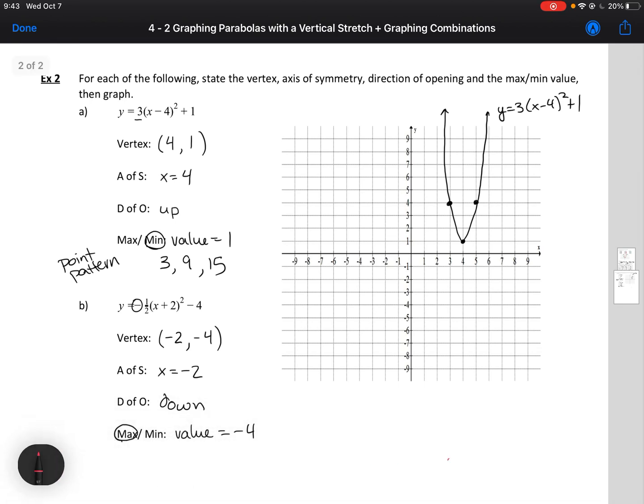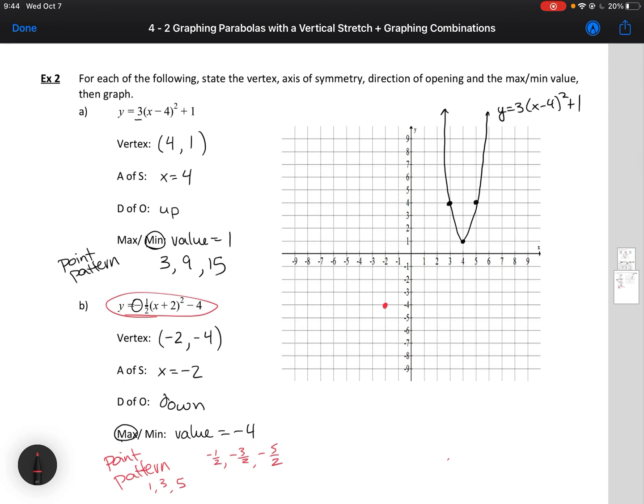So now I can plot that one. I'll do it in red so it looks different on the graph. So I've got my vertex is minus 2, minus 4. And then to plot it quickly, I can use my point pattern. So instead of going 1, 3, 5, I'm going to multiply each of those values by my a value. So minus 1/2, minus 3/2, and then minus 5/2.